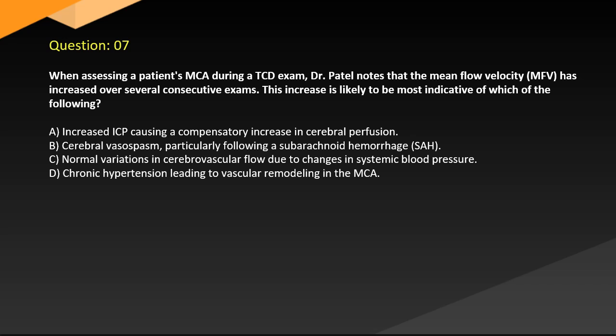Question 7. When assessing a patient's MCA during a TCD exam, Dr. Patel notes that the mean flow velocity, MFV, has increased over several consecutive exams. This increase is likely to be most indicative of which of the following? A. Increased ICP causing a compensatory increase in cerebral perfusion. B. Cerebral vasospasm, particularly following a subarachnoid hemorrhage (SAH). C. Normal variations in cerebrovascular flow due to changes in systemic blood pressure. D. Chronic hypertension leading to vascular remodeling in the MCA.